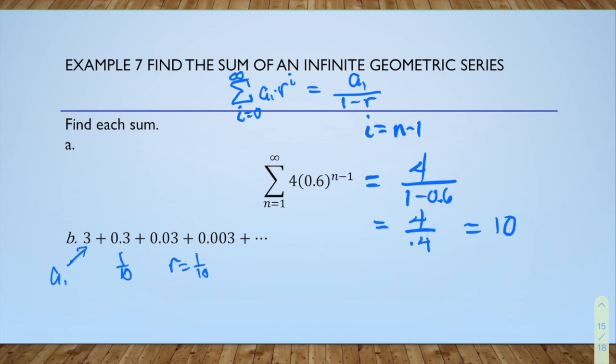So we can take our formula now and just say a sub 1, which is 3, and divide that by 1 minus 1/10. Well, that's equal to 3 over 0.9. And that reduces to 10 over 3, which is 3.333, and on and on and on.